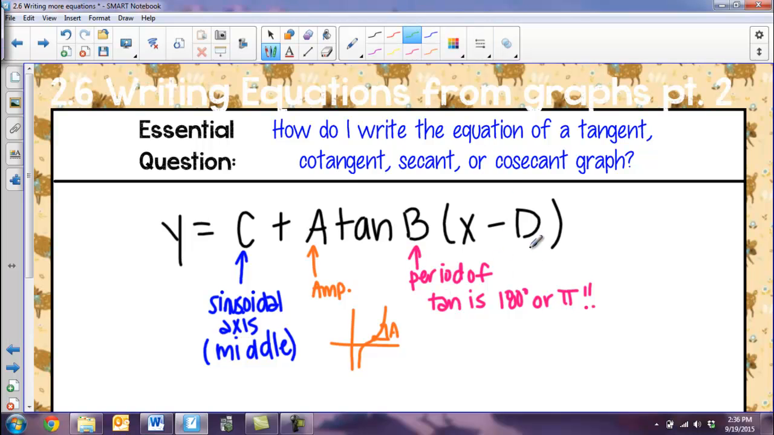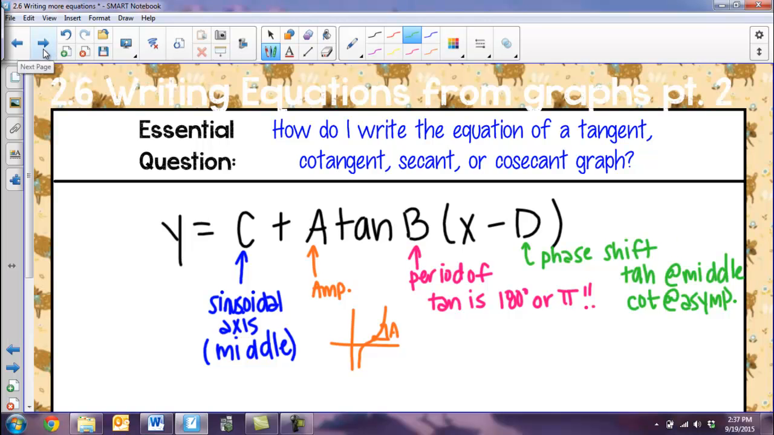And then finally, your d value is that phase shift. And with that phase shift, it tells you your starting point. So if you can remember that tangent starts at a middle point, so in that center, and cotangent starts at an asymptote, you should be all good. So let us practice writing the equation for a graph of tangent, cotangent, or then secant, cosecant.